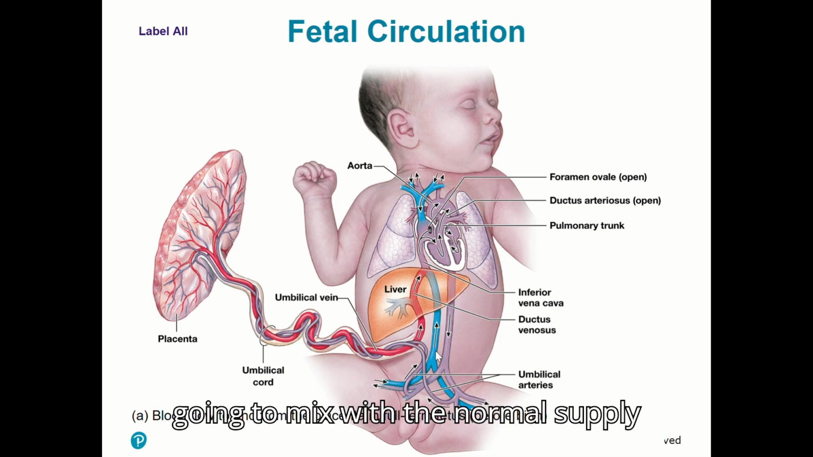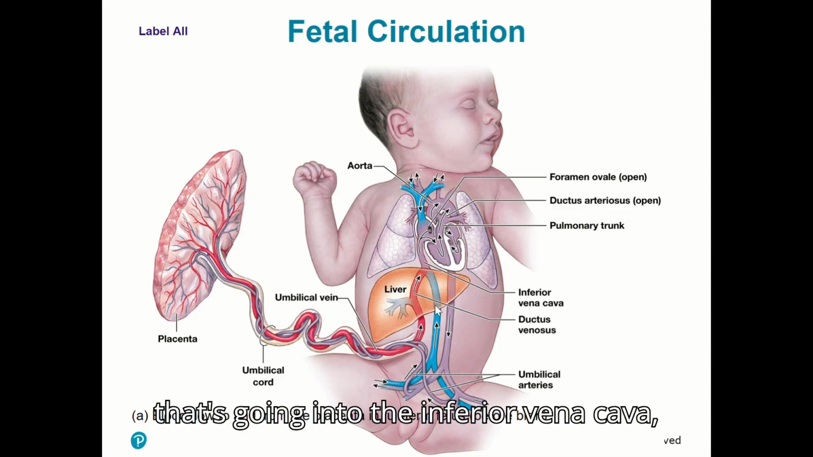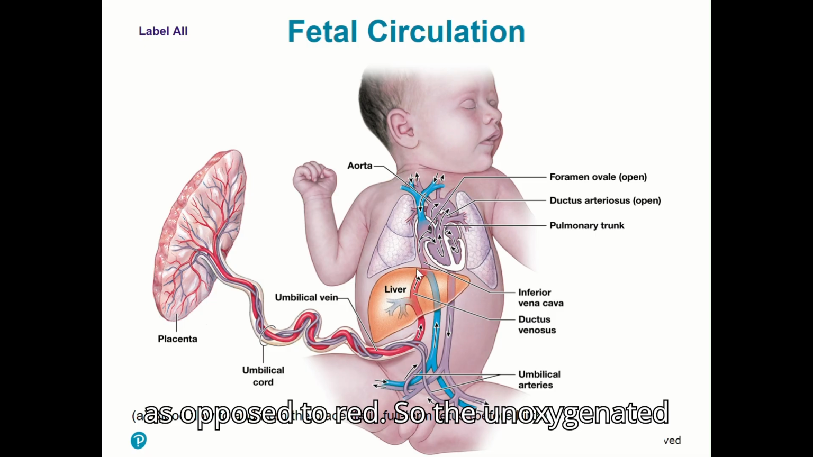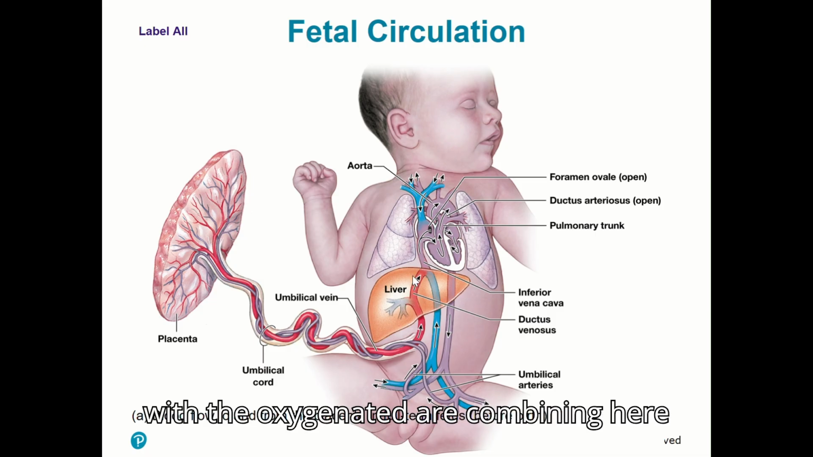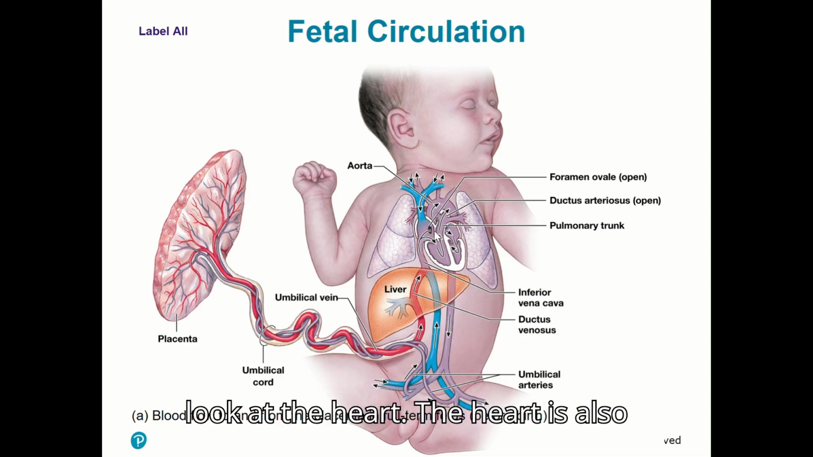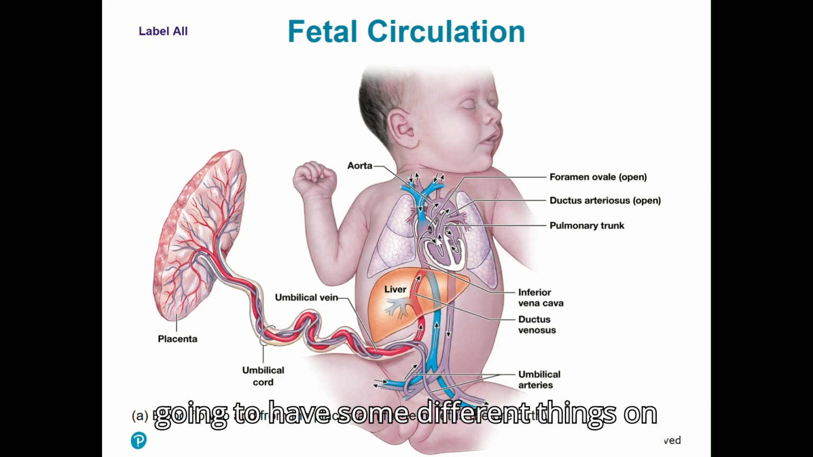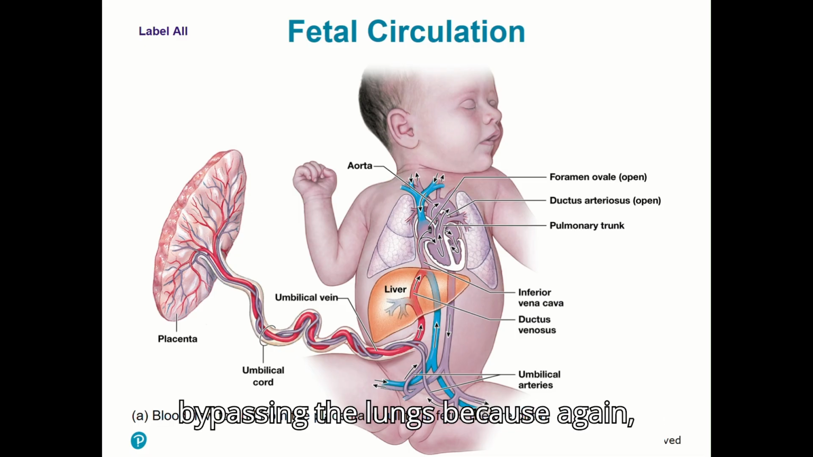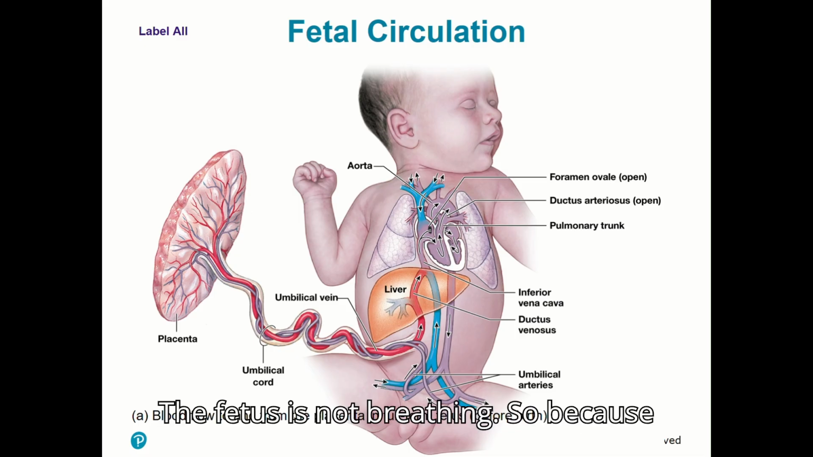And that's going to mix with the normal supply that's going into the inferior vena cava, which is why it's more purpley over here as opposed to red. So the unoxygenated with the oxygenated are combining here and then going into the heart. Now let's look at the heart. The heart is also going to have some different things on it. These are going to be so that you are bypassing the lungs because, again, the fetus is not breathing.